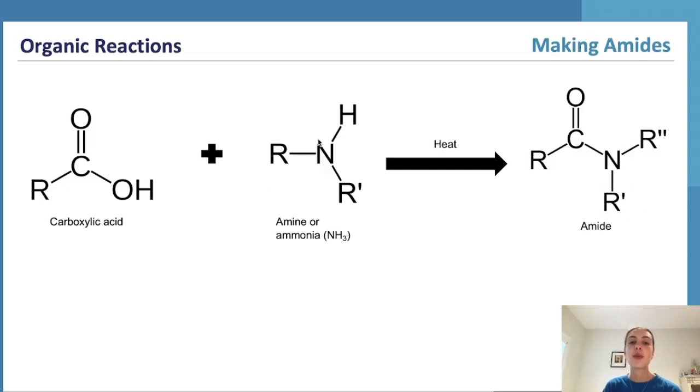And as we can see, we've removed a hydrogen from the amine or the ammonia molecule, and we've removed the hydroxyl group from the carboxylic acid molecule. And so that leaves us with a byproduct of water in this reaction. And so this reaction is also reversible. In the forward direction it's a condensation reaction. We can reverse the reaction back again as a hydrolysis reaction, so we can add water and an amide in order to form either ammonia or an amine and a carboxylic acid.